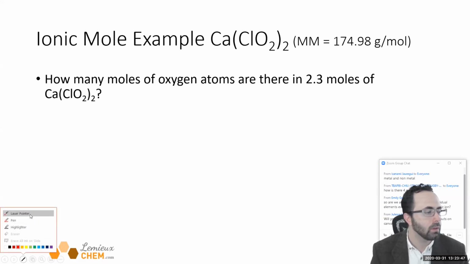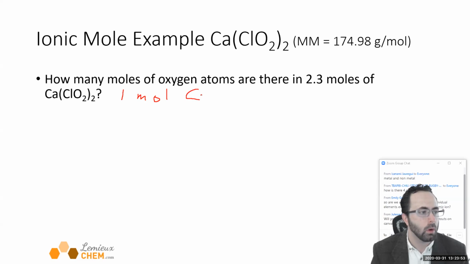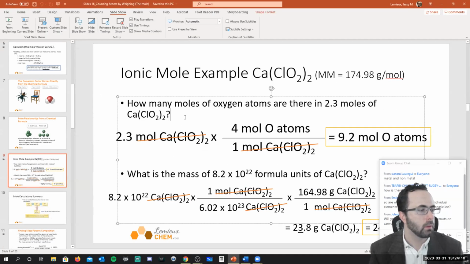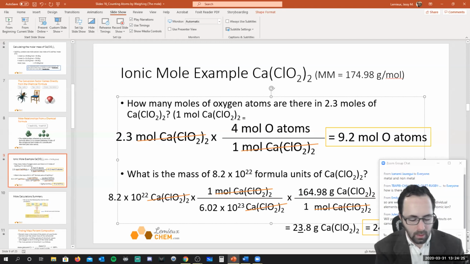So what we're going to use is the fact that 1 mole of the calcium chloride, it's supposed to be parentheses, whoops, ClO2. I'm just going to type it. So we're going to use the fact that 1 mole of CaCl2O2, this one, is the same as having 4 moles of oxygen atoms.